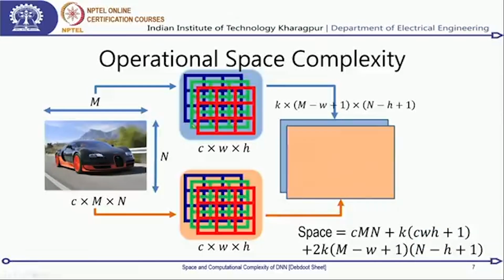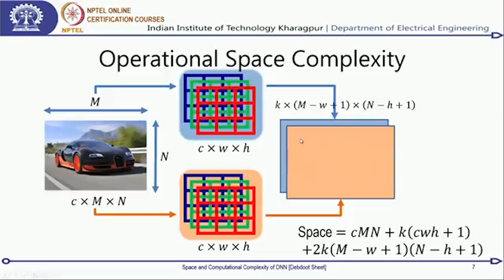Your input will take c into m into n, that is your input space. Your kernels would take k times (CWH + 1) amount of space. Good. Now, the output which gets generated is (m - w + 1) cross (n - h + 1) into k. That is the space it takes. I also have the gradient of the activations, which is calculated, and that is the same size as this space.